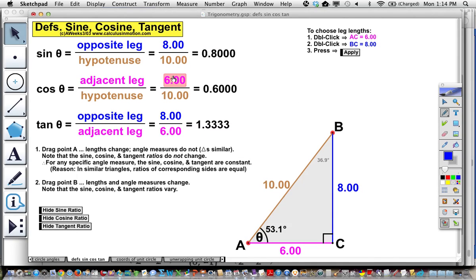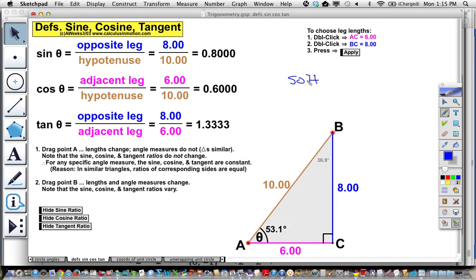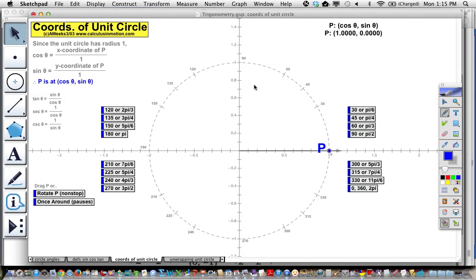A couple of basic things with trig, the old SOHCAHTOA stuff. Sine is opposite over hypotenuse, cosine is adjacent over hypotenuse, tangent is opposite over adjacent. That old right triangle stuff from geometry class. You did some of that in trig last year, I know. Then, of course, our unit circle here.